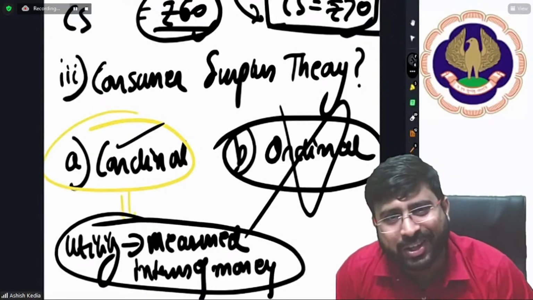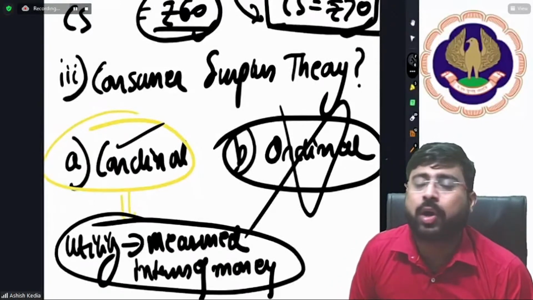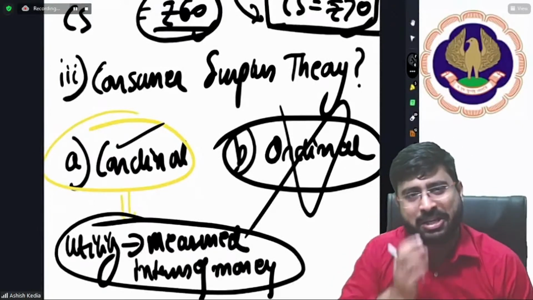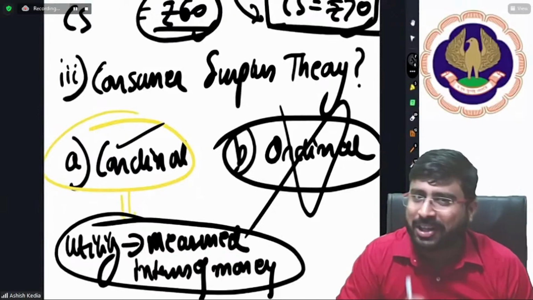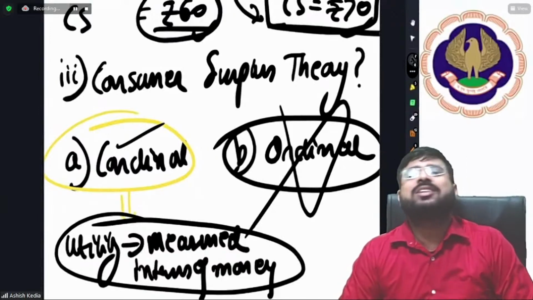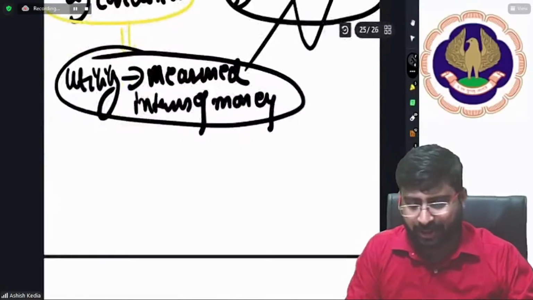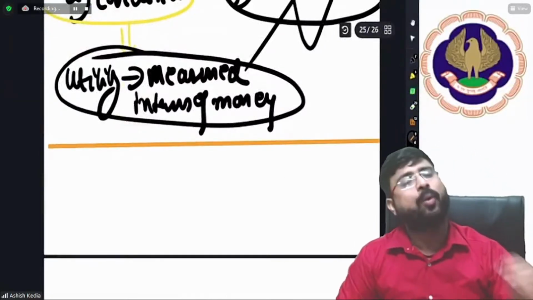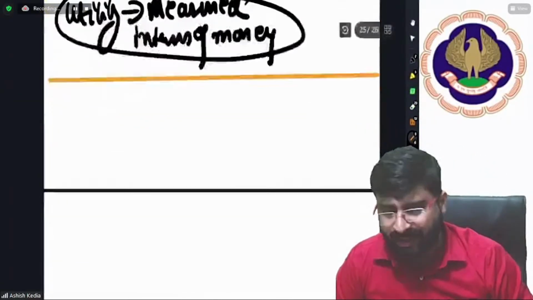Why will it not work under the ordinal world? Because under the ordinal world, utility cannot be numerically measured. It can be ranked, but it cannot be numerically measured. So these are some of the limitations of consumer surplus. This much understanding will do the work. Now we move to the ordinal approach.